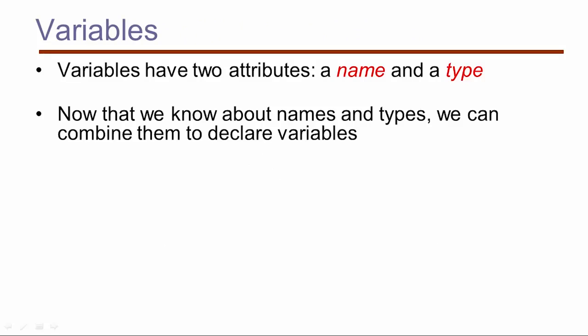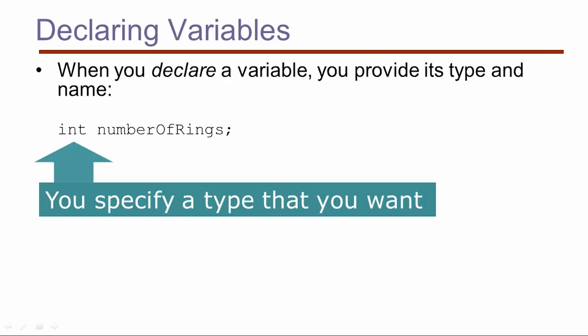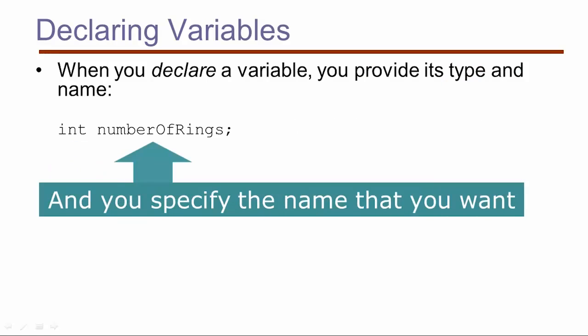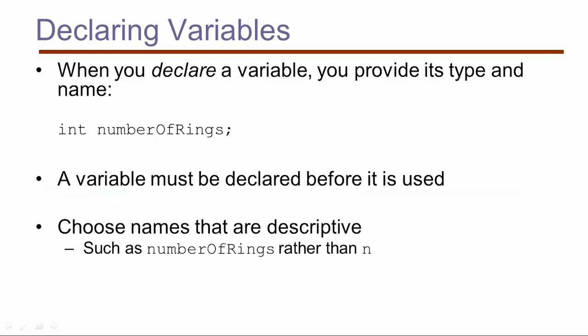Now that we know about names and types, we can combine the two to declare variables. To declare a variable, you need to specify both the type and the name. The type appears first, and then you specify the name you want to give the variable. In this case, we are declaring that we want to have a variable named numberOfRings that will be of type int. Java requires that we declare a variable before we can use it, and it is important to remember to use descriptive names since we want other programmers to be able to read and understand our programs.